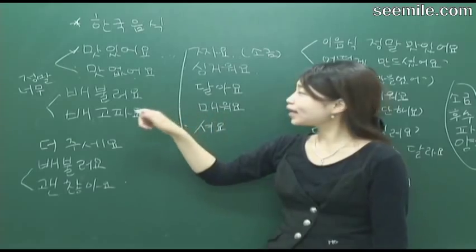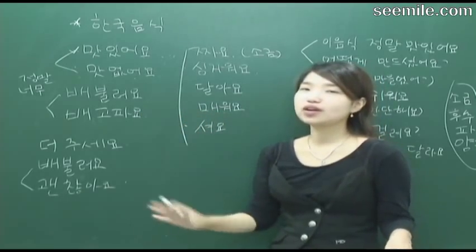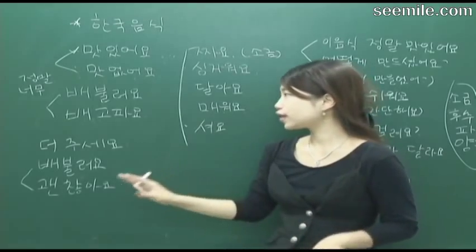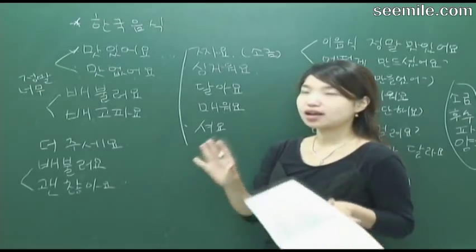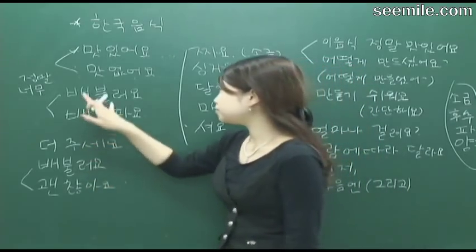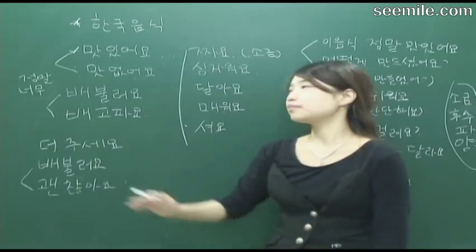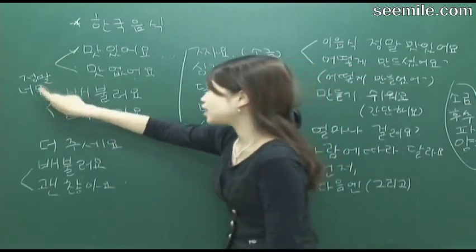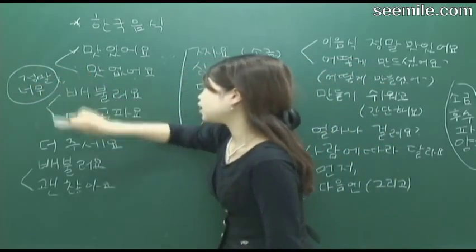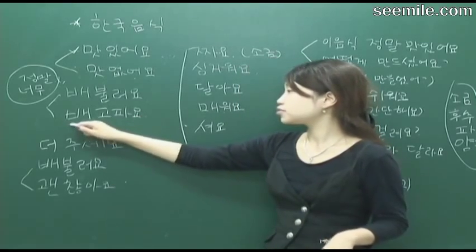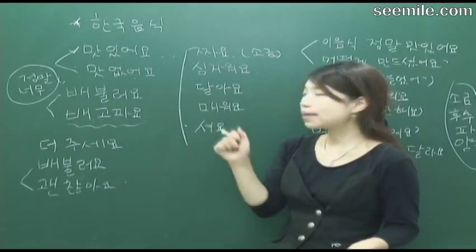맛없어요. Okay? 배불러요. 그만 먹겠어요. I'm not gonna eat more. 그만 means I'm not gonna eat more. 배고파요. I'm so starving. 너무 배고파요. 정말. Adverb here. If we want to emphasize, I'm so hungry, you will say 정말 배고파요. Or 정말 배불러요.